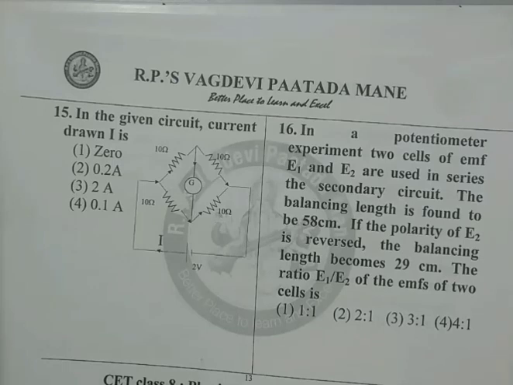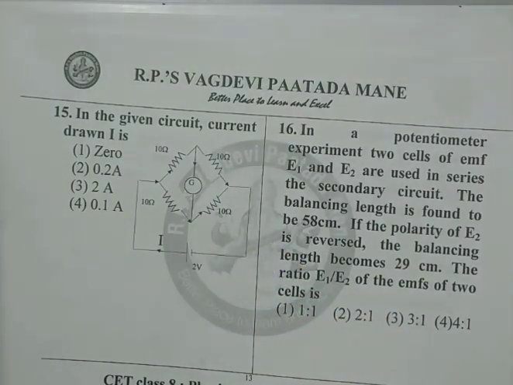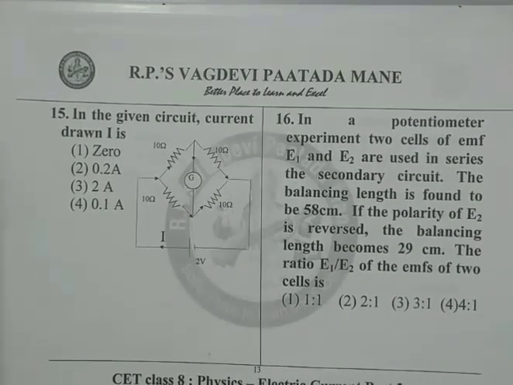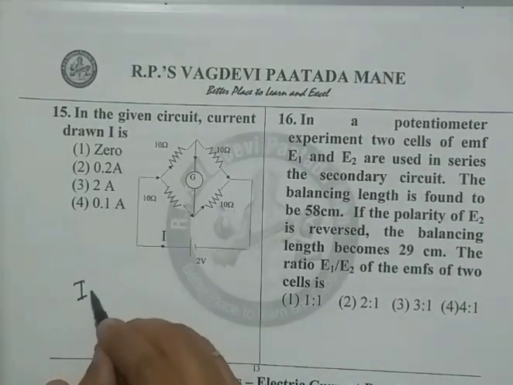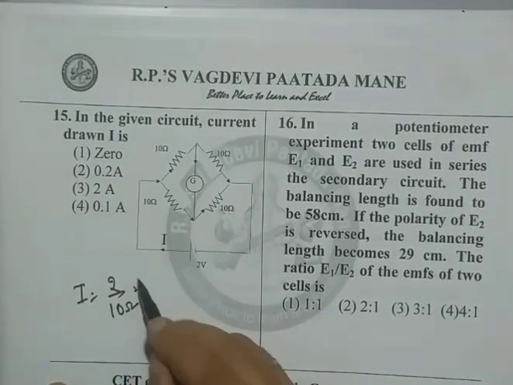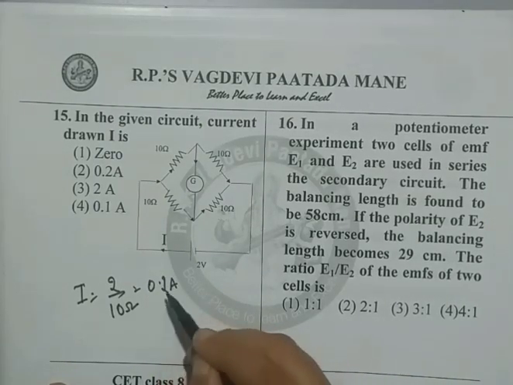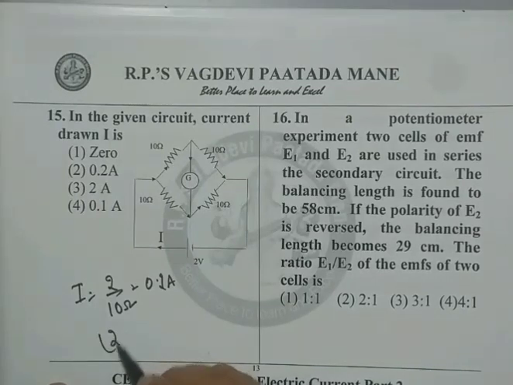In the given circuit, the current drawn I is... Observe, in this circuit all the 4 arms have 10 ohms resistance. We know, as we discussed in one of the previous problems, when all the 4 arm resistances are the same, the effective resistance is also the same. Therefore, the current drawn by the battery is very simply I equals 2 volt by 10 ohm, because the effective resistance is also 10 ohms. Therefore, 0.2 ampere. Option 2 is correct.